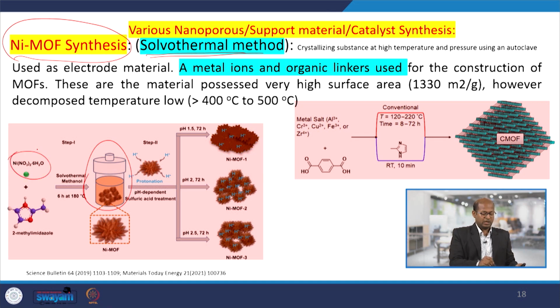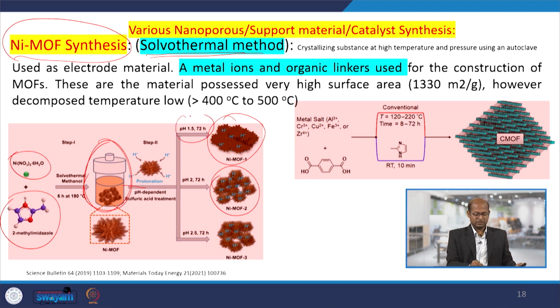When we use nickel precursors and organic linkers, we put them inside an autoclave, and then we maintain some temperature and pressure. Then the material we can prepare is called MOF. Here you can see it is showing the change in pH of the materials when they were synthesized. So, different types were prepared by changing the pH.